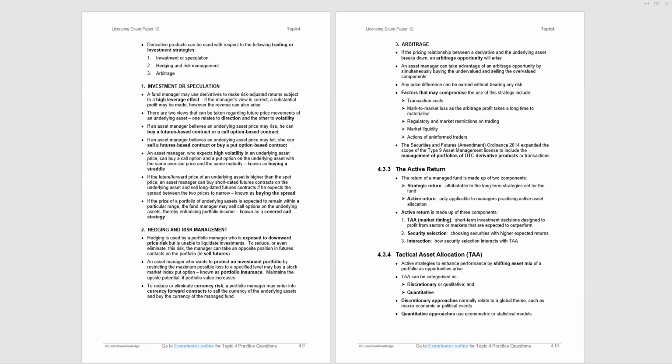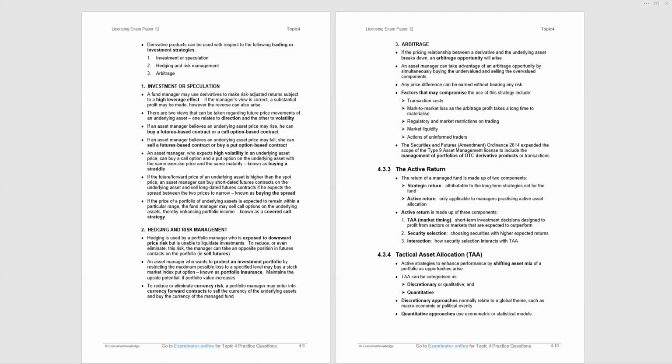That is a paper on derivatives. I'd generally be aware of the use of derivatives in some of these strategies for investment or speculation. The second strategy is hedging and risk management.